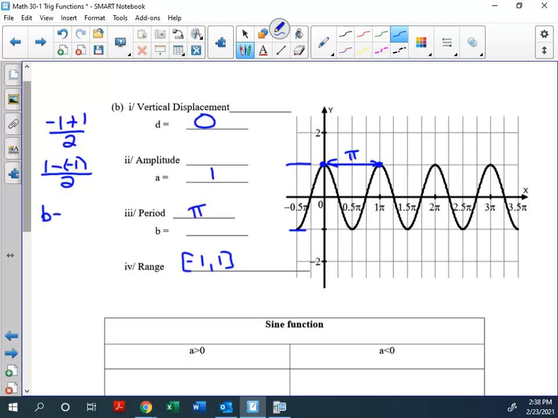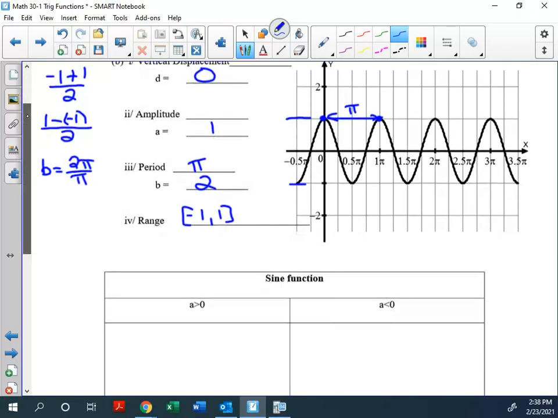My b value will be the base period divided by the known period. So my b value is 2. All right. Do you see a sine graph or a cosine graph when you look at this? Cosine. Positive or negative? Positive, because then there's no phase shift. So once we determine that, perfect.